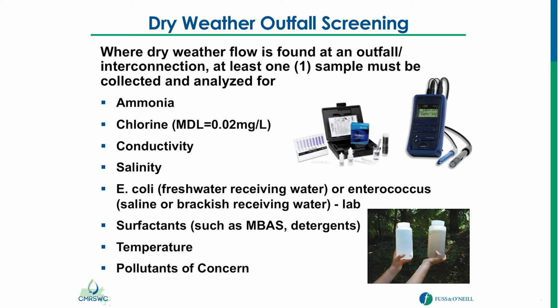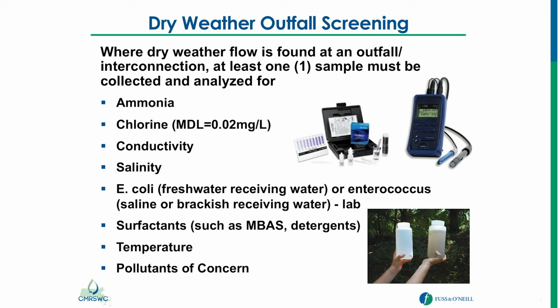And then this is the laundry list of parameters that you need to sample for: ammonia, chlorine, conductivity, salinity, E. coli, surfactants, temperature, and any pollutants of concern. The pollutants of concern would be pollutants specified in any TMDL for the specific water body that may be in your town. So in the Charles, it would be phosphorus. In some of the Boston area communities, they have TMDLs for bacteria, so that would be a pollutant of concern, but they're covered in the initial list of parameters that you have to sample for.